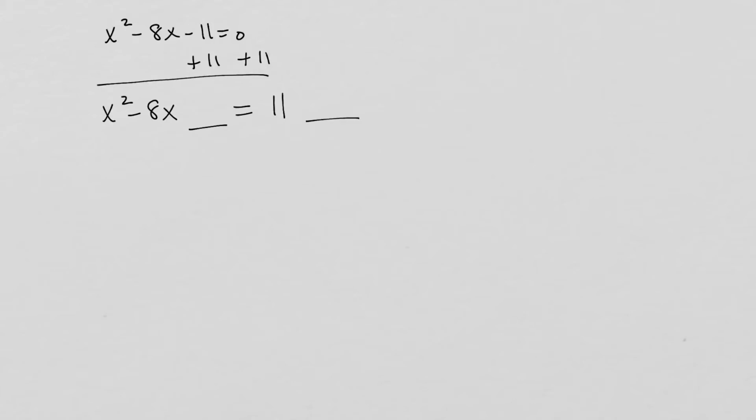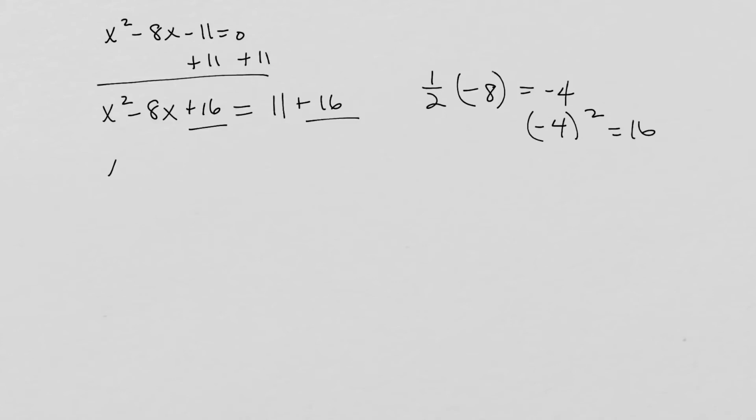So I need to complete the square by taking 1/2 times negative 8, which gives me negative 4. And I need to take negative 4 and square it, which is 16, which means I'm adding 16 to both sides. That gives me x squared minus 8x plus 16 equals 27. The left-hand side is going to factor into x minus 4, that quantity squared, equals 27.